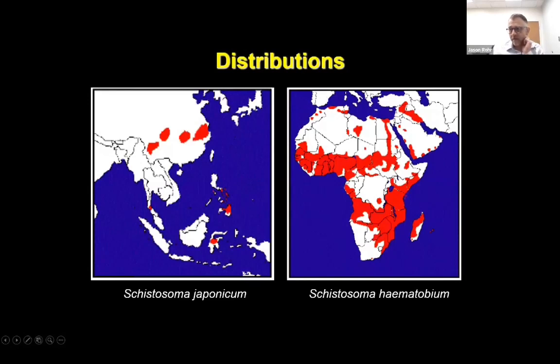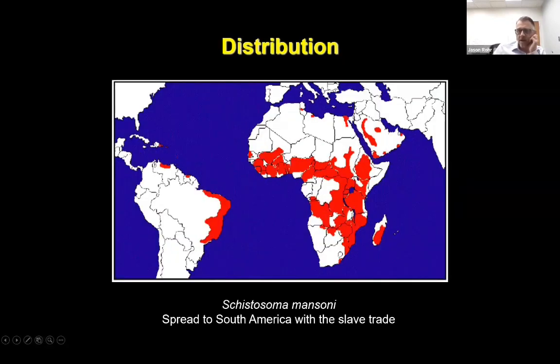And this is the geographic distribution of the various species. Schistosoma japonicum is found predominantly in Southeast Asia, in areas like China, Japan, and other parts of Southeast Asia. Hematobium is exclusively found in Africa. And then mansoni is found predominantly in Africa, but it was unfortunately brought to Latin America, mostly northwestern and western Latin America, with the slave trade, and it's now endemic in Latin America as well as parts of the Caribbean.